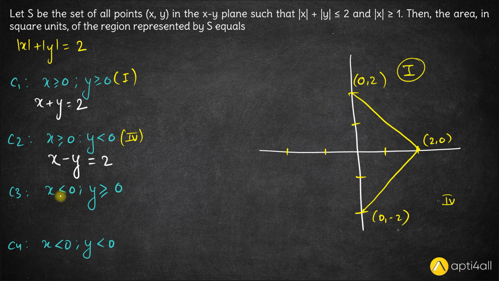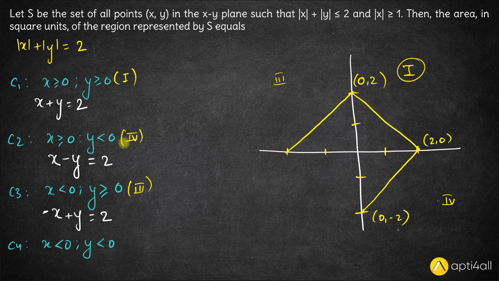Next, if x is negative and y is greater than or equal to 0, then |x| will be -x, and |y| will be +y, and this is equal to 2. Now which quadrant will this be? x negative but y positive. This will be the second quadrant. So the graph of this equation will lie only in that quadrant, and if you draw it, it will be a straight line like this.